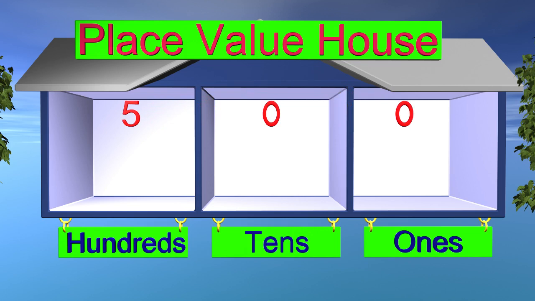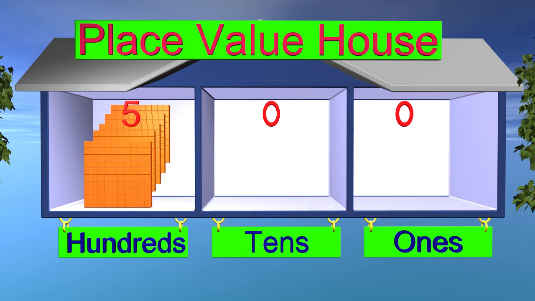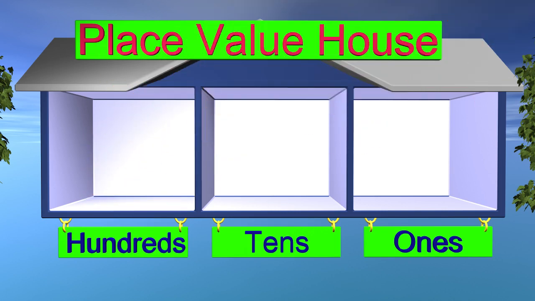To show us this, let's get some hundreds blocks. To get 500, we need how many hundreds blocks? If you said 5, you are correct. We need 100, 200, 300, 400, 500. If we compare 500 to 50, we can easily see that 500 is a lot more than 50. So a 5 in the hundreds spot is a lot bigger than a 5 in the tens spot. It's very important to pay attention to which spot the numbers are in because this changes the value of a number. Let's look at another one.